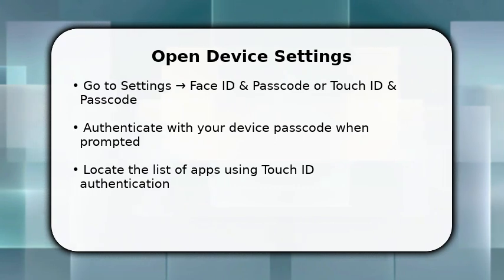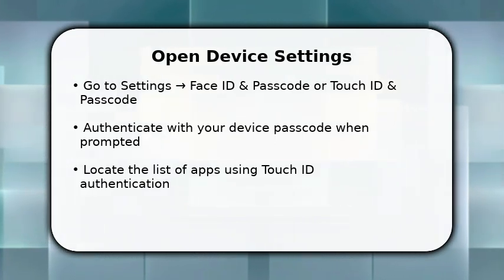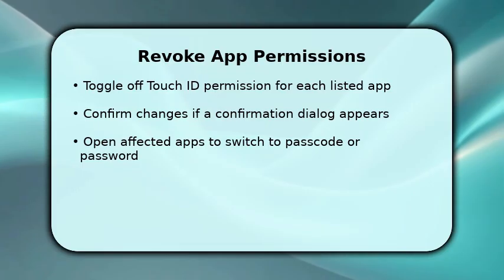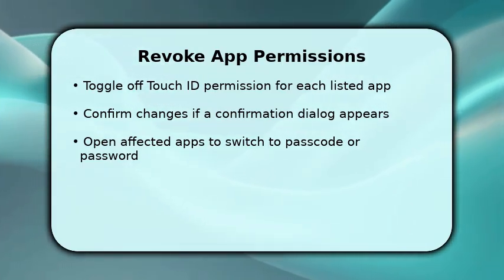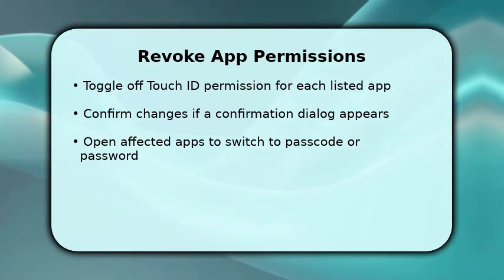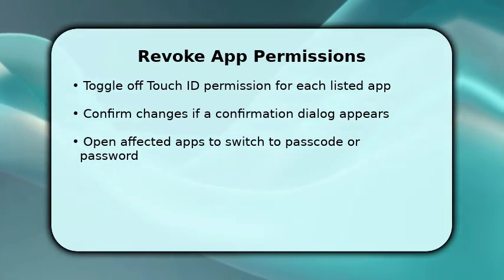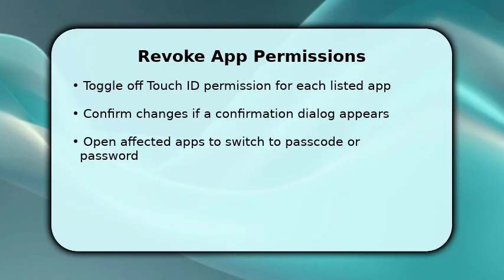Make sure your device is unlocked and on a stable battery level. You now revoke permissions by toggling off Touch ID for each app shown in Settings. When a confirmation appears, accept it to apply the change. This prevents the app from using biometric authentication moving forward.